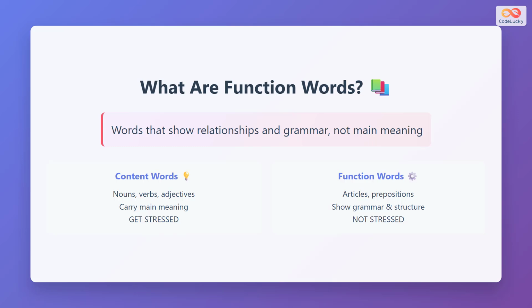First, let's understand the difference between content words and function words. Content words are nouns, verbs, and adjectives. These words carry the main meaning of the sentence, and we stress them when speaking. Function words are articles like the, a, and an, plus prepositions like in, on, and at. These words show grammar and structure but don't carry the main meaning. We do not stress function words. This is the key rule we're learning today.